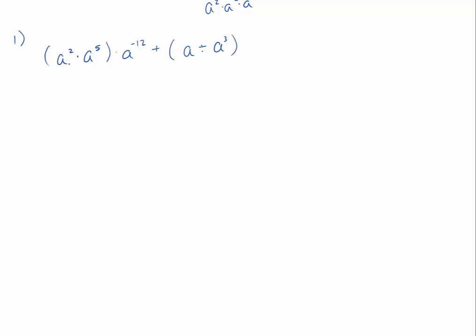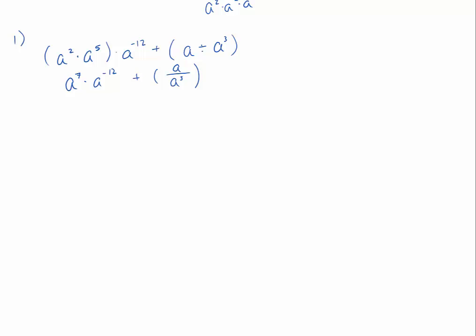But on the left, in parentheses first, if I have a squared and I multiply by a to the 5th, based on what we just said before, this becomes a to the 7th power times a to the negative 12. And then this is plus. And then over here, I'm going to rewrite this as a divided by, and write it like that, the division bar, and then a to the 3rd power, just like that. And it's the same thing. I'm just rewriting it.